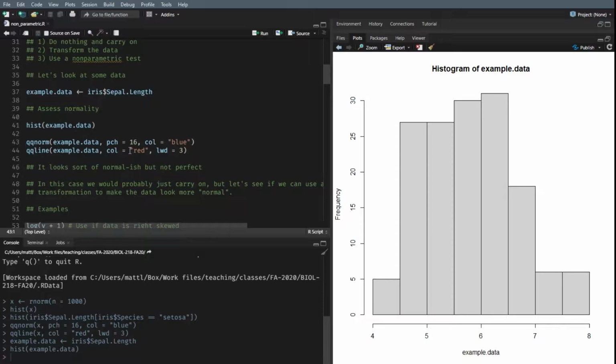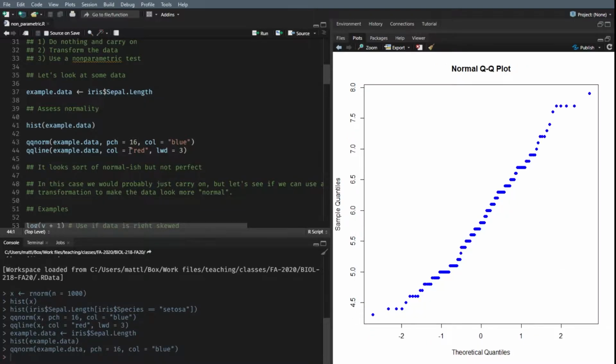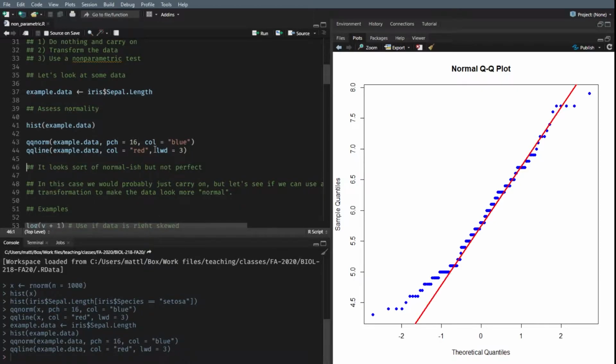If we take a look at our QQ plot, you can see that the dots are sort of making a straight line, but it's not perfect, and it actually is slightly S-shaped. You see, especially here at the top and at the bottom, the points don't necessarily make an exact straight line. And if we overlay a line onto that, we can see that a lot clearer.